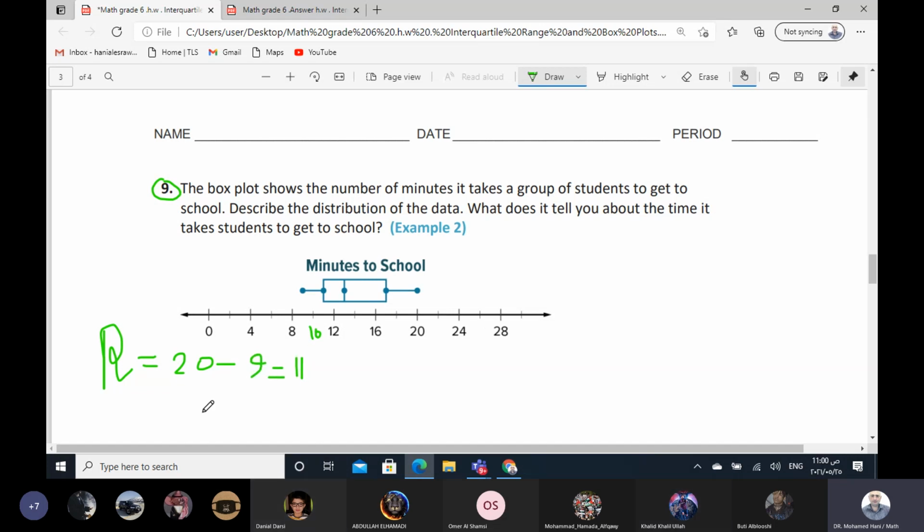Equals 11. Then the interquartile range is Q3 minus Q1. Q3 is about 17, and Q1 is about 11. So 17 minus 11 equals 6.